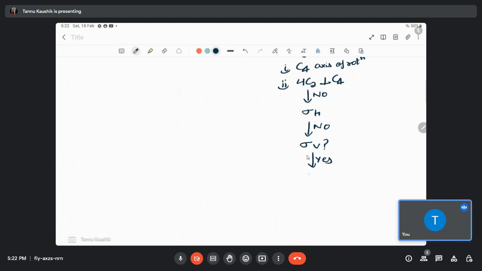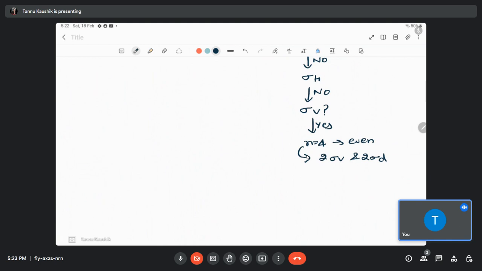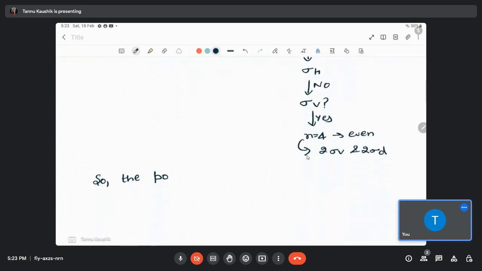Yes. And since we have n equal to 4, which is even, we can also conclude here that we will have 2 sigma v and 2 sigma d, that is 2 vertical planes and 2 dihedral planes here. So the point group we have here is finally C4v. So the point group is C4v.